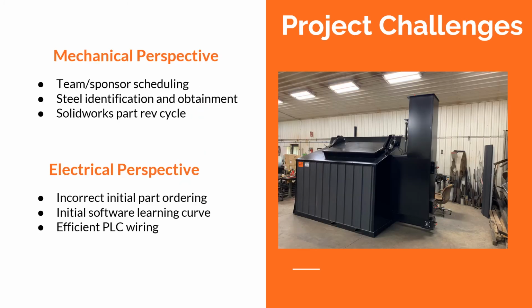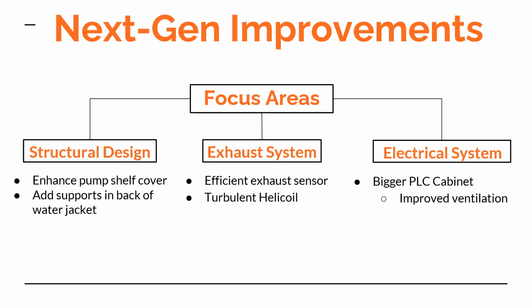Some changes that we had and other challenges, as we can see on the right-hand side, is the stove that we designed and built with the help of the team over at the Log Boiler. Some next-gen improvements: most are going to revolve around the exhaust system with a turbulent heel coil to break up the laminar flow with the turbulent flow.